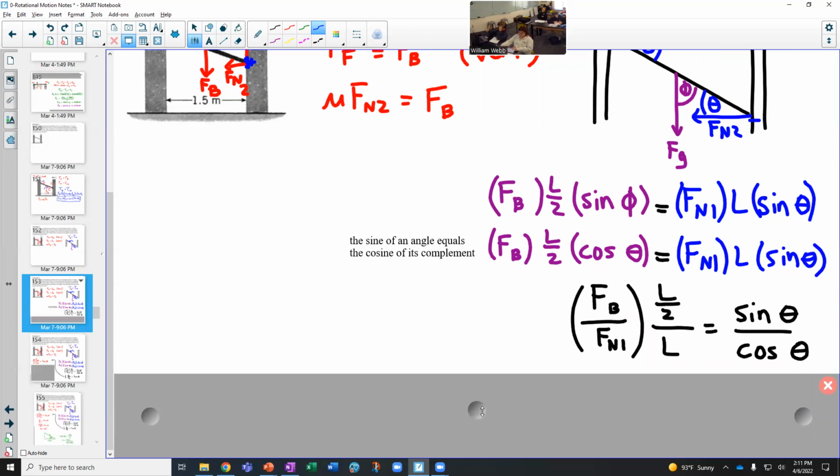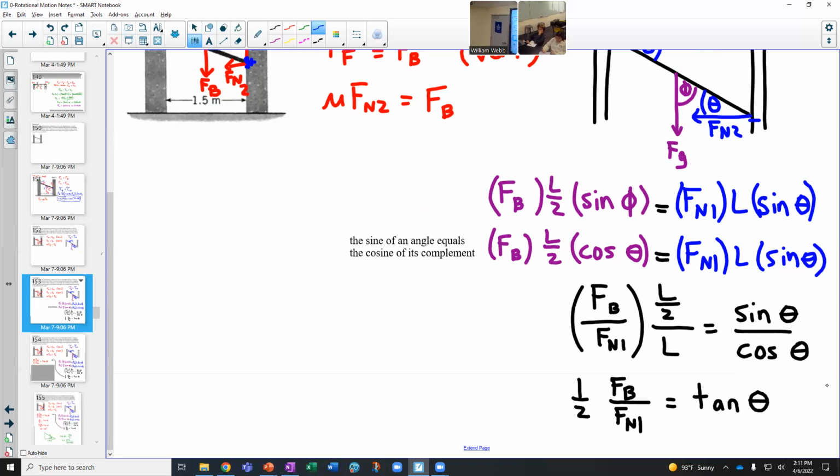Just put the sine and cosine together on one side, put everything else on the other side. The L's cancel. The sine over cosine is going to become tangent. And so when I simplify that a bit further, I just have 1/2 times the weight of the board divided by the normal force equals tangent of theta. Once we get the torque situation figured out, then it's just: can I simplify this? Can I cancel anything? Can I combine some things? It's really just algebraic reasoning at this point, mostly.